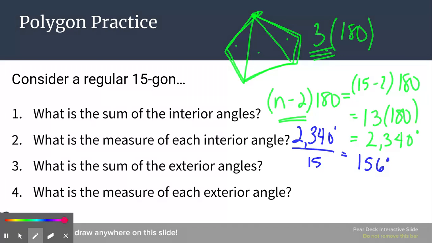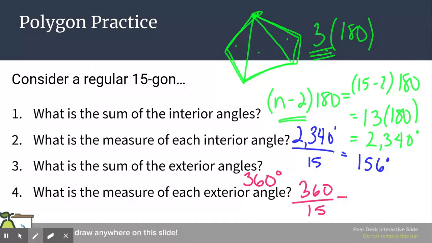What about exterior angles? What is the sum of the exterior angles? Well, we learned that we have to go the full way around the circle and that the sum of the exterior angles is always 360 degrees regardless of how many sides there are. Well, how big is each one? How about 360 divided by 15? So you get 24 degrees.